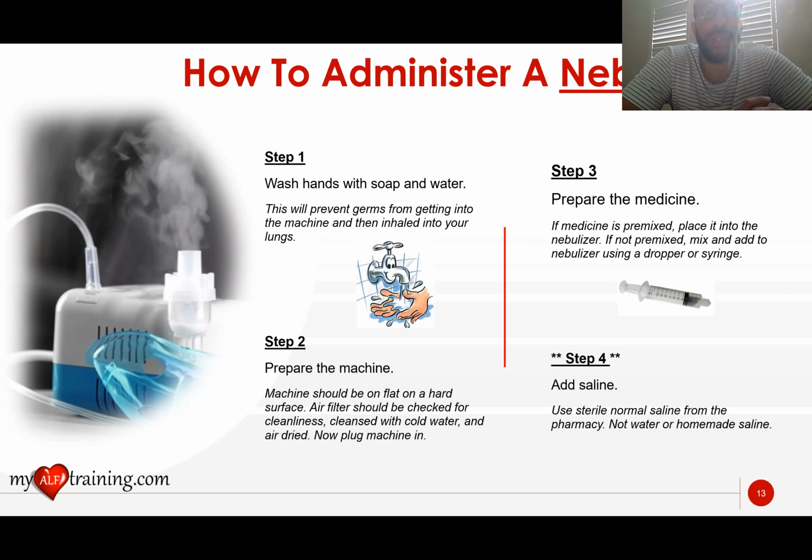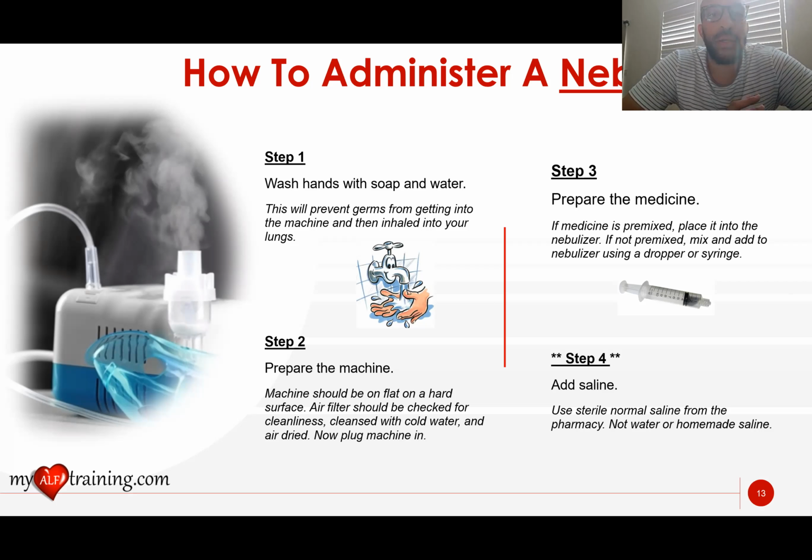Now, preparing the machine. In the video, there was no machine. It was wall operated. But sometimes your patient may have a machine, and it's no different than the wall. You connect it to the wall, and there's usually an on button and an outlet to plug it into the wall. But you should always remember that the machine should be flat on a hard surface. You shouldn't sit it in the bed with the patient. It should be flat on a surface. And you should also check the air filter for cleanliness. And if it needs to be cleaned, then you need to clean it with cold water and set it out on a towel to be air dried.